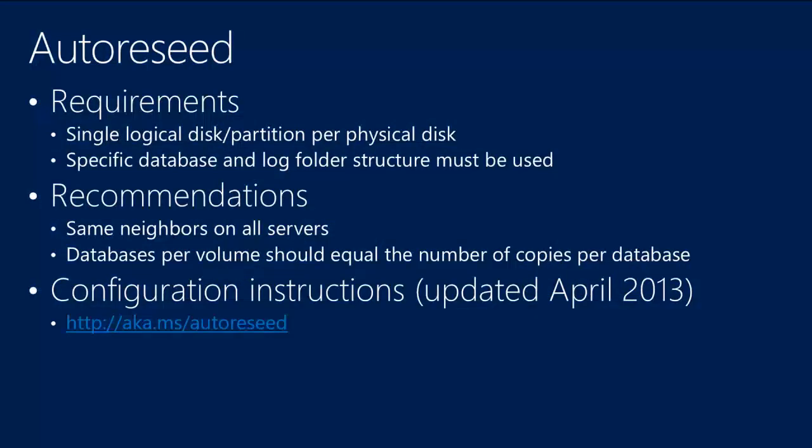All right, so the requirements, again: single logical partition per disk volume, not a big deal. It's pretty easy just to do that. We do have that specific database and log folder structure that has to be used. It's basically the paths that we use for deployment in the service. Auto-reseed was born in the service, and we didn't originally anticipate shipping it to on-premises. And so we hard-coded the directory naming structure that we use for our databases into auto-reseed. And so that means if you're going to use auto-reseed, you get to use our naming structure too. You'll have a mini version of Office 365, perhaps.